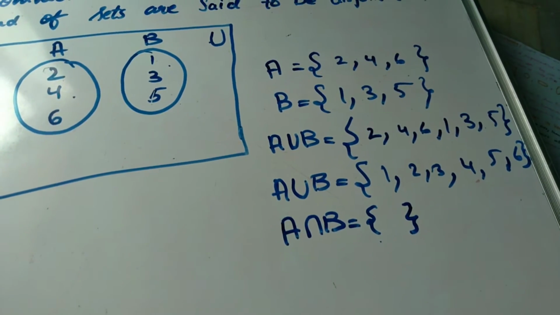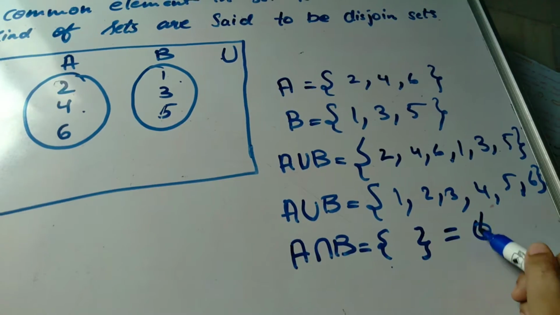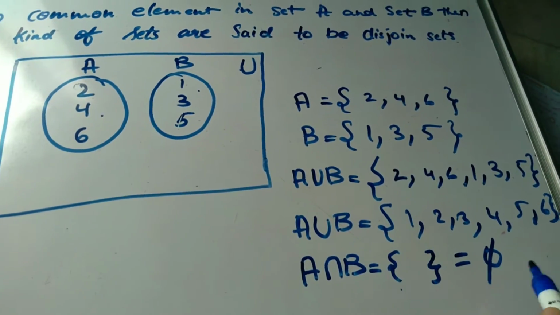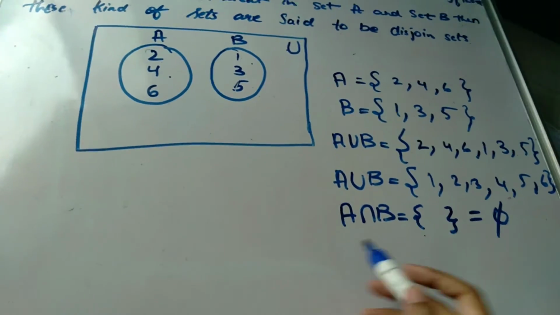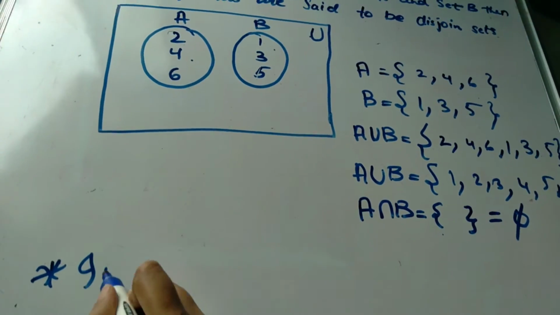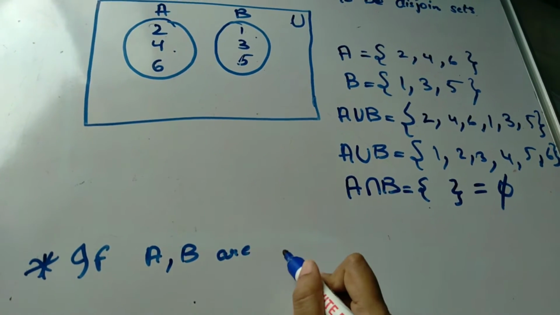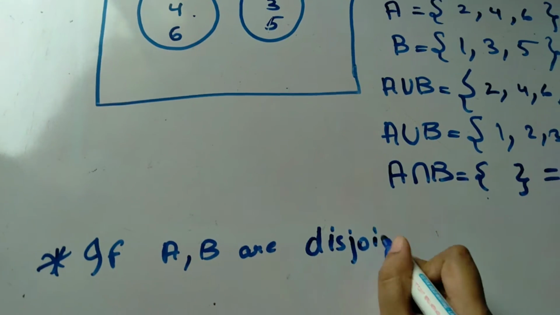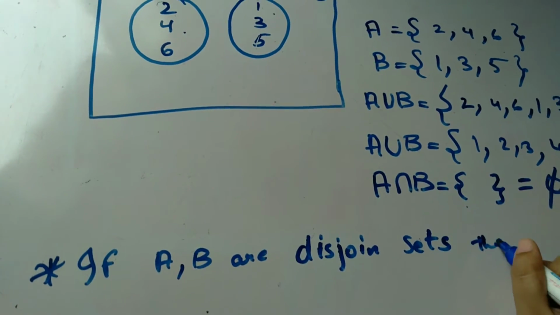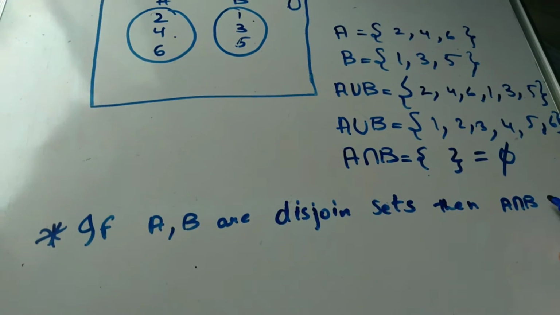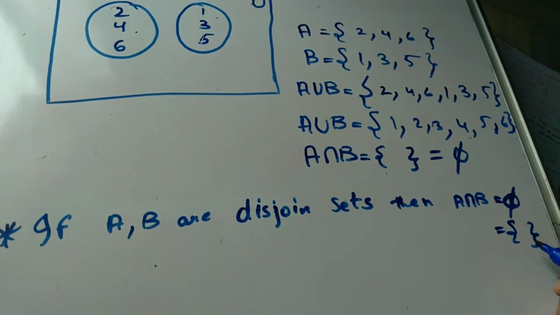The set does not have any element which is common. Then A intersection B is empty, that is null set. Empty set or null set is similar. So here we can conclude that if A, B are disjoint sets, then their intersection is always null set. You can write this in closed brackets.